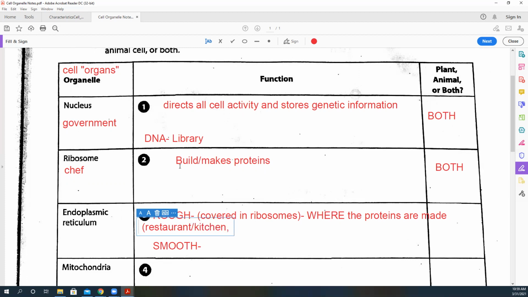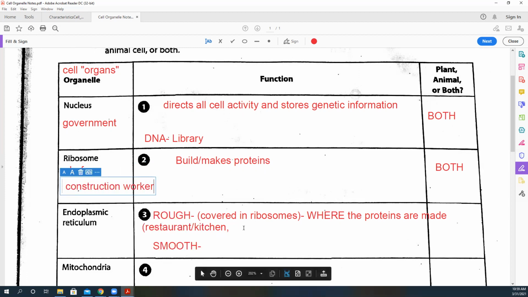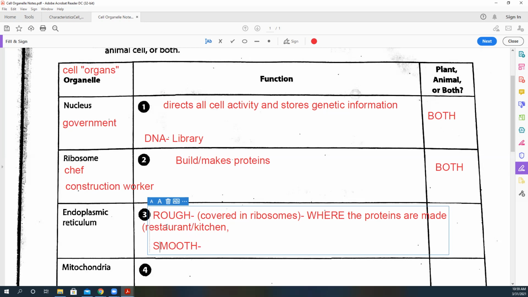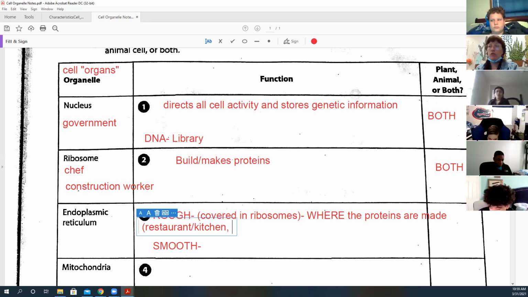Or some people have thought about the ribosome as a construction worker instead, like somebody who builds things, right? So whichever one makes more sense in your brain. If you're thinking of it as a construction worker, then what would the rough ER be at that point? What would the rough ER be if the ribosome was a construction worker? Where do construction workers work? A construction site.